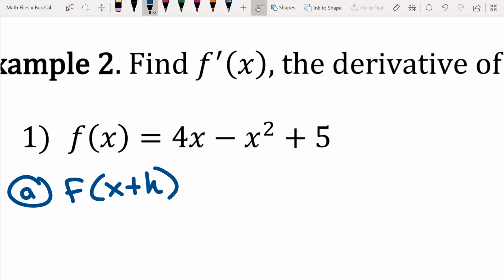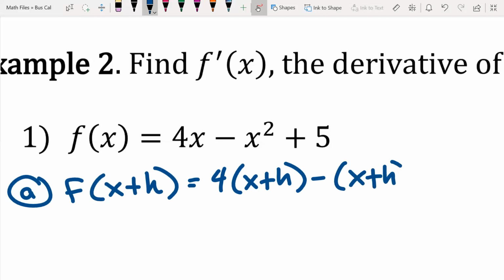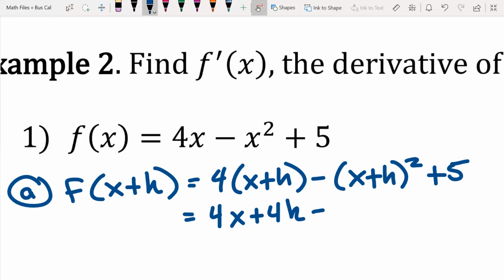Okay, so here's the first step. Plug in f of x plus h. So you're going to plug in x plus h for every x into this given function and simplify. So we're going to get f of x plus h, 4 times x plus h minus x plus h squared plus 5. So we have plugged in x plus h for every x, and now we must simplify. So go ahead and distribute that 4. You get 4x plus 4h minus, and now we have some work to do.